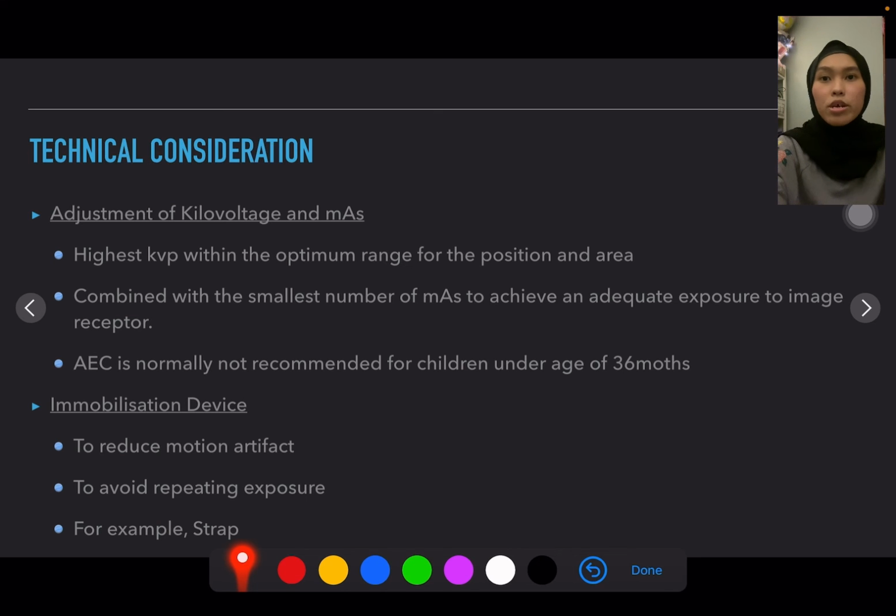Next, we use an immobilization device. This is to reduce motion artifact and avoid repeating exposures. For example, we can use a strap to make sure the patient is not moving. Mostly the patient comes crying or acting uncooperative, so we can use a strap to make sure the patient stays still, and then we can reduce the motion to get the best image.